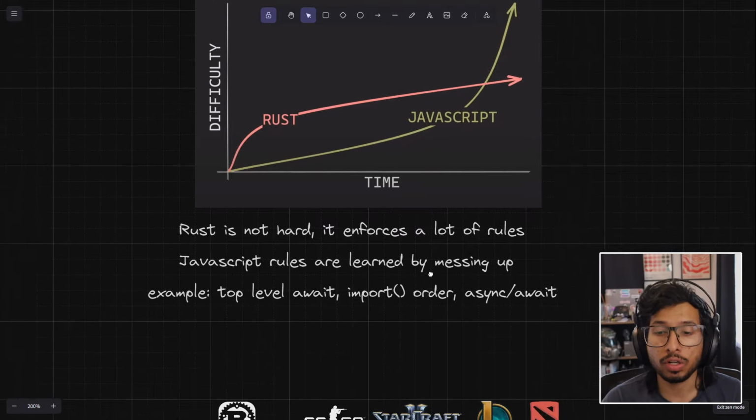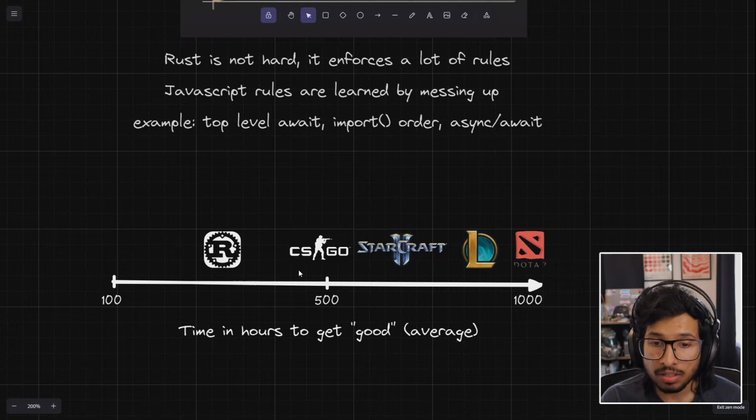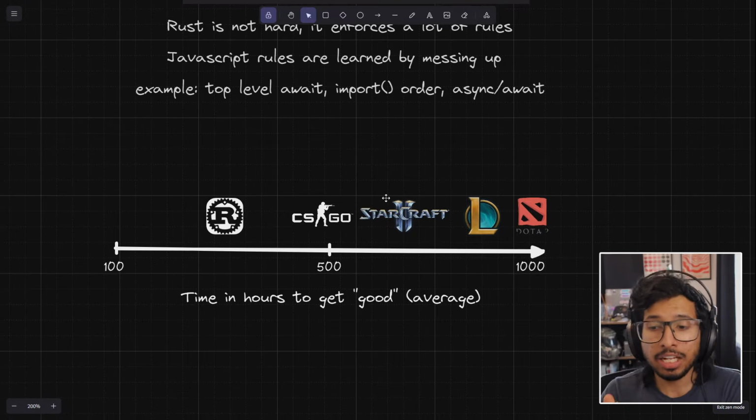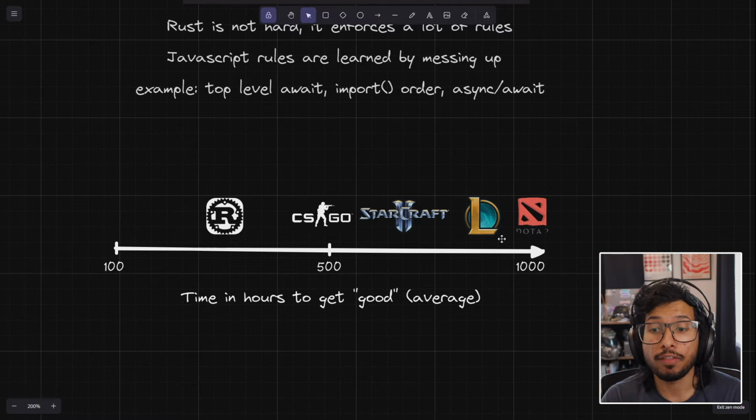My favorite analogy for explaining this is video games. Dota, League, and StarCraft have a lot more rules than simpler games like CSGO. I would put simpler in quotes because it's subjective which of these games is simpler, but whatever. League and Dota, they're up here. They take about, let's say, 1,000 hours to get average. And this is because they have a lot of unique characters which have a lot of unique abilities. League, I think, has 130 something characters.